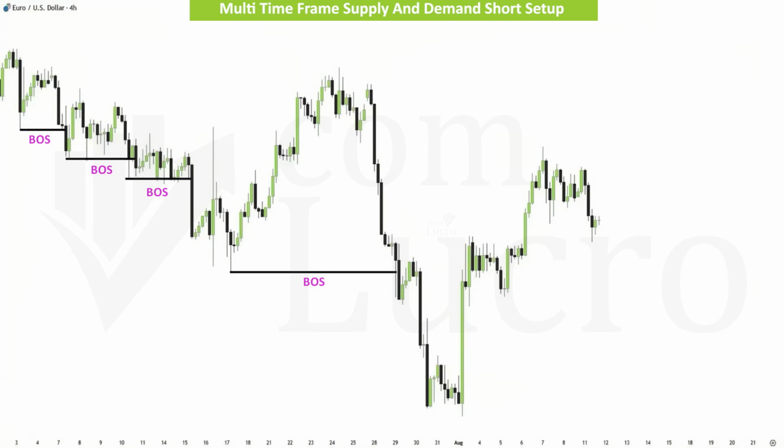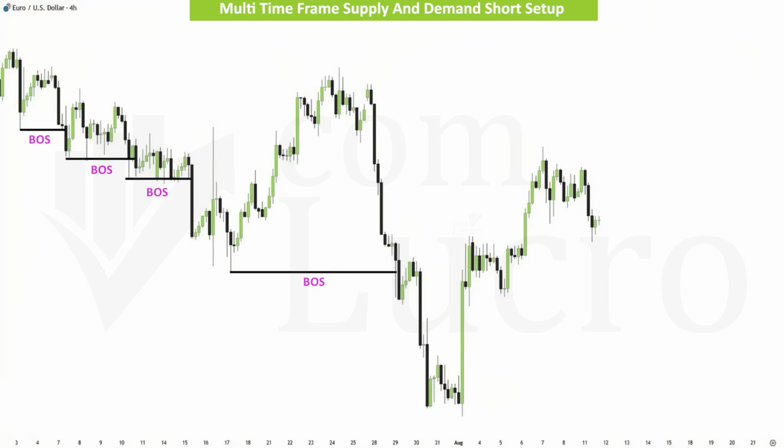Now, let us walk through this setup using a real market example to see how everything comes together. On the screen, we have the Euro-Dollar 4-hour chart. As you can see, price is in a clear and well-defined downtrend, with sellers firmly in control. The market has already produced multiple bearish breaks of structure, clearly more than 2, which confirms that the expectation remains to the downside. Because of that, our focus should be on identifying short trade opportunities.